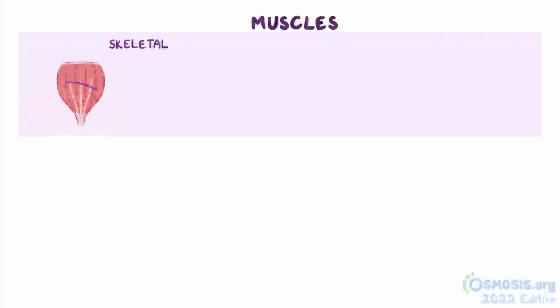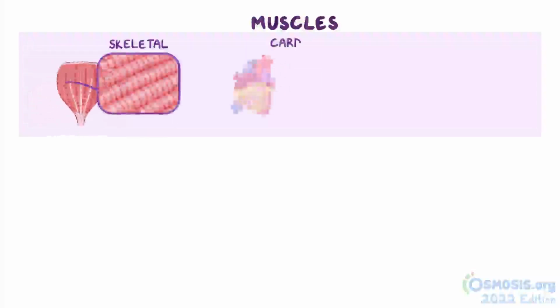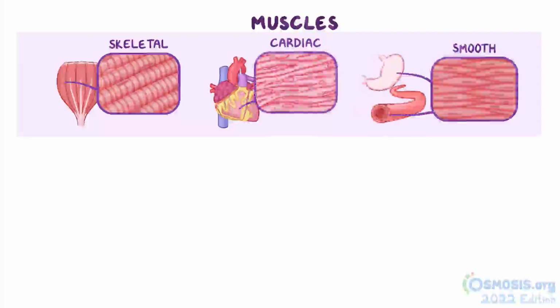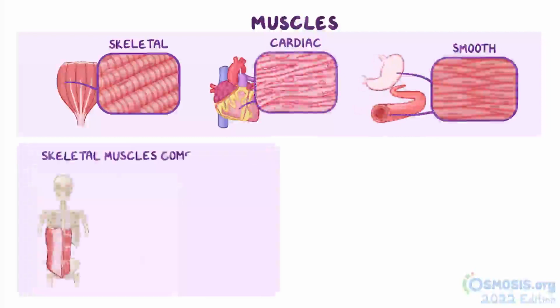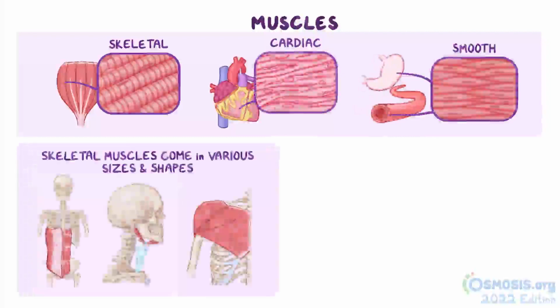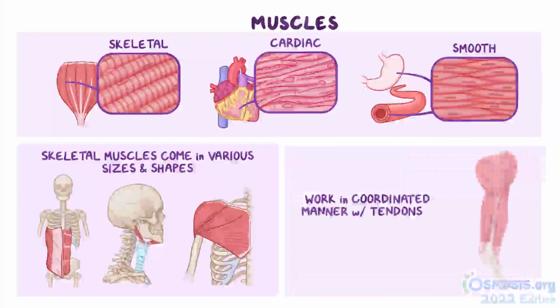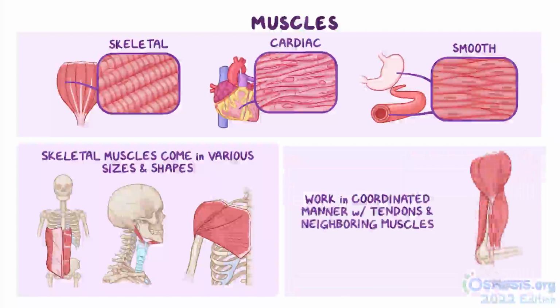Alright, as a quick recap, muscles are the contractile tissues that help us perform movements and maintain body position. There is skeletal muscle, which are striated muscles attached to the skeleton, cardiac muscle, which is found in the heart, and smooth muscle, which is found in the walls of blood vessels and hollow organs. Skeletal muscles come in various sizes and shapes that correspond to their function. They work in a coordinated manner with the tendons that attach them to bones and with other neighboring muscles to perform particular movements and functions.